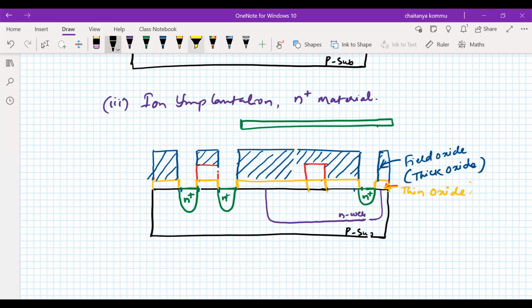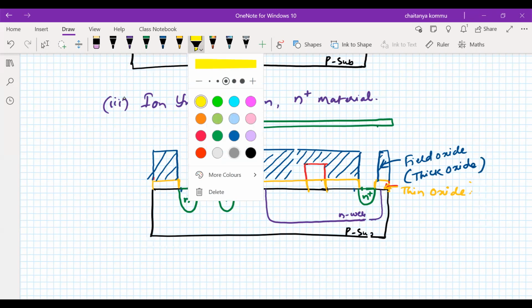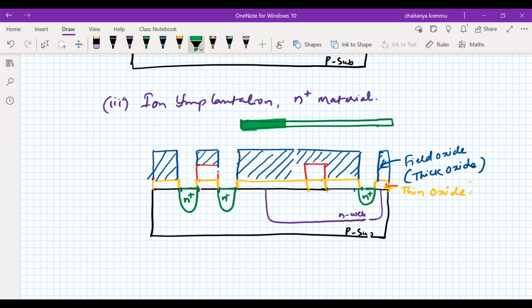So the entire portion is covered, something like this. That means we need to call this a P plus mask. That means the P regions of the PMOS transistors are masked while we are realizing the NMOS transistor. Okay, the P plus mask is required to cover the PMOS transistor while we are realizing the NMOS transistor.